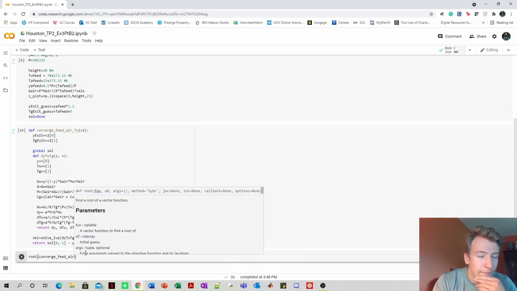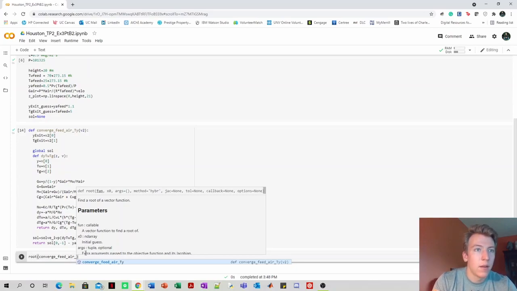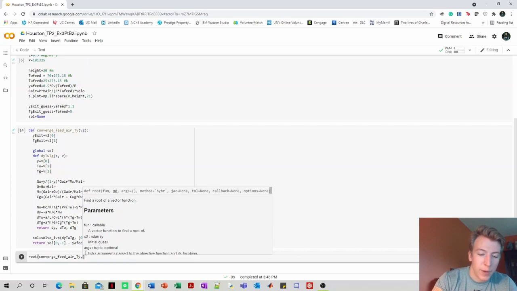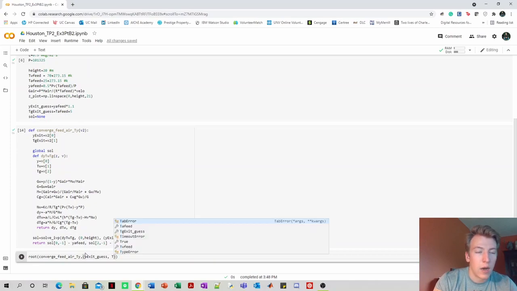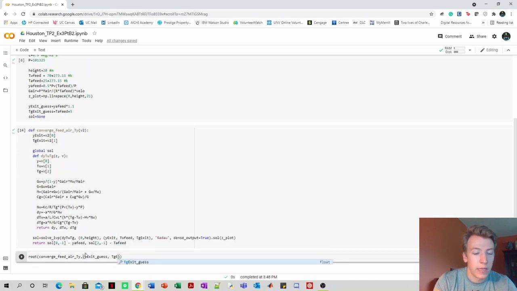Actually, no, wait, yeah, ty comma, and then bring in our guesses. So y exit underscore guess, comma t g, that exit for the gas temperature guess, and then that should be it for the root.